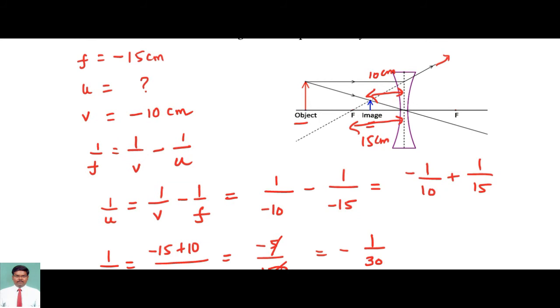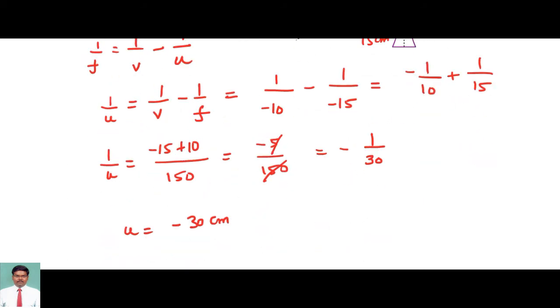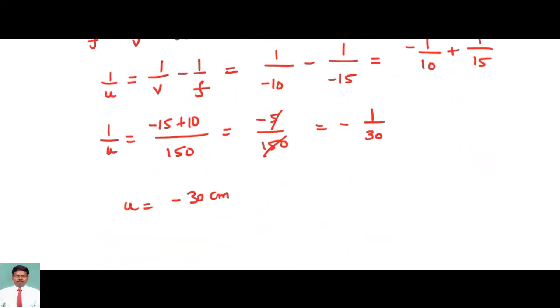If you go back to the diagram, it is clearly mentioned. This is the object distance from the pole to the object, and that distance we are getting is 30 centimeter. So now we finished evaluating the value of u. The final thing, we have to find the magnification that is produced.